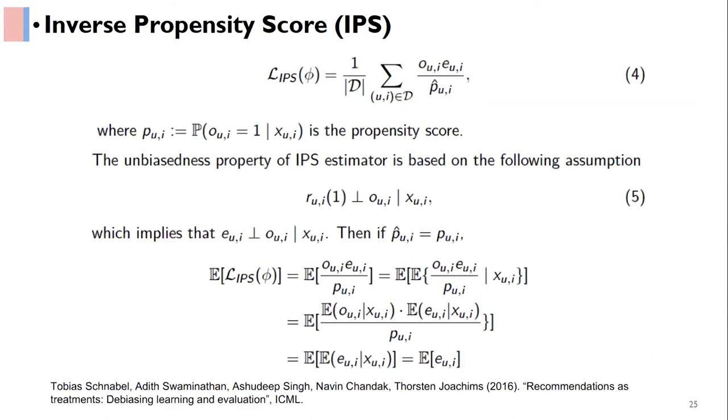A classical unbiased estimate is the inverse propensity score called IPS. It is defined as in equation 4. The IPS estimator involves a nuisance parameter called the propensity score, which is the probability of O_ui equals 1 given X_ui.